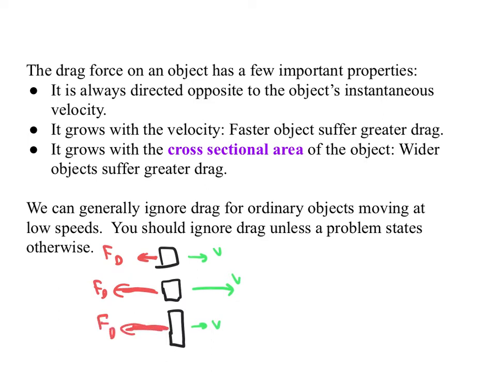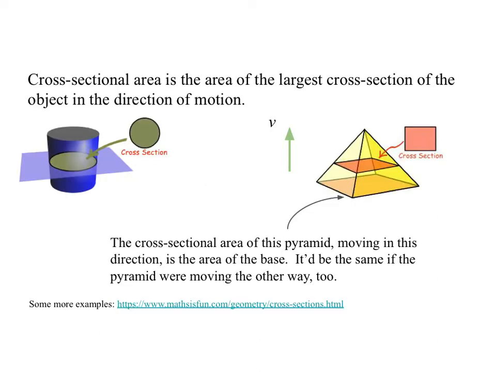We can generally ignore drag for ordinary objects moving at low speeds. You should ignore drag unless a problem states otherwise. It adds a complication that is usually negligible and not worth the trouble. Cross-sectional area is the area of the largest cross-section of the object in the direction of motion. So the idea being not how much total surface area, but really how much stuff is going to run into the molecules of air or whatever that you're talking about.